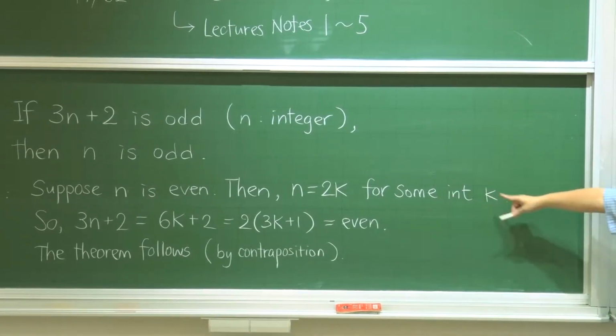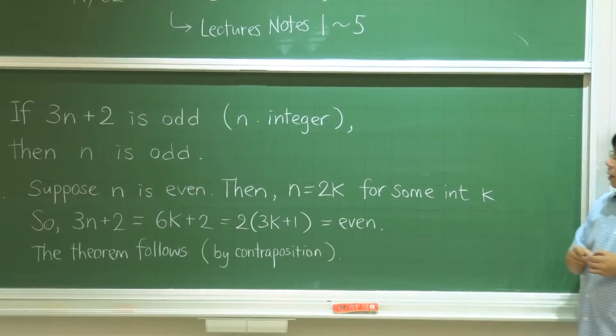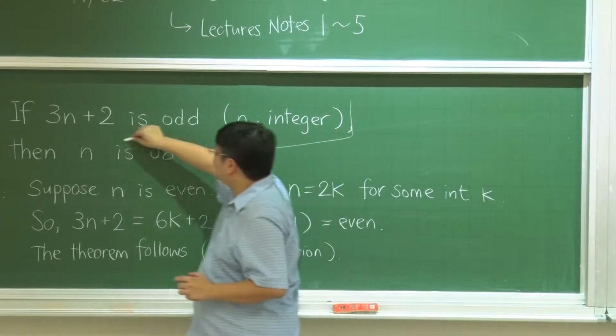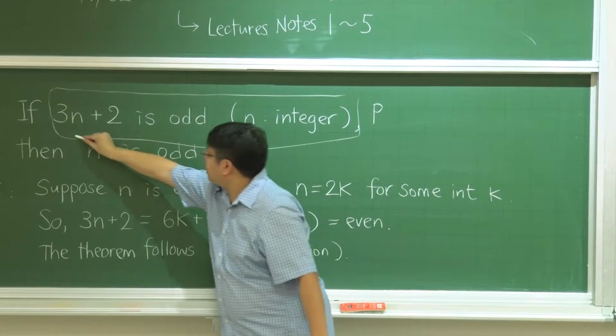And then let's review the proof that we have done. We proved this by contraposition. So this is the statement P that we have, and this is the statement Q that we have.